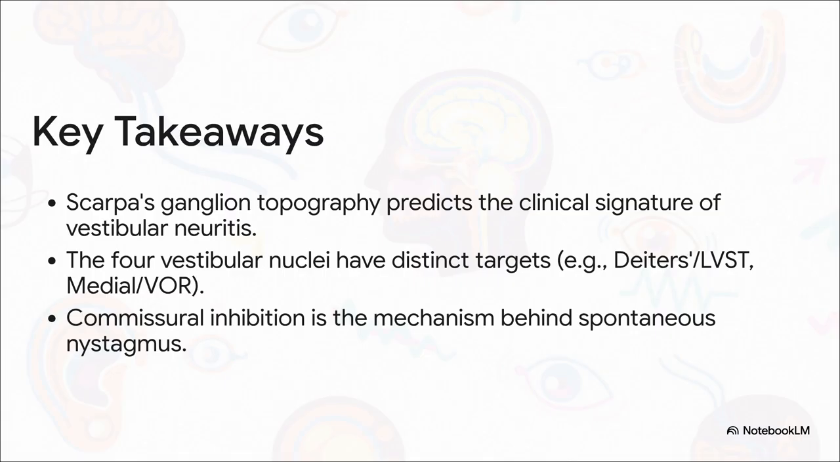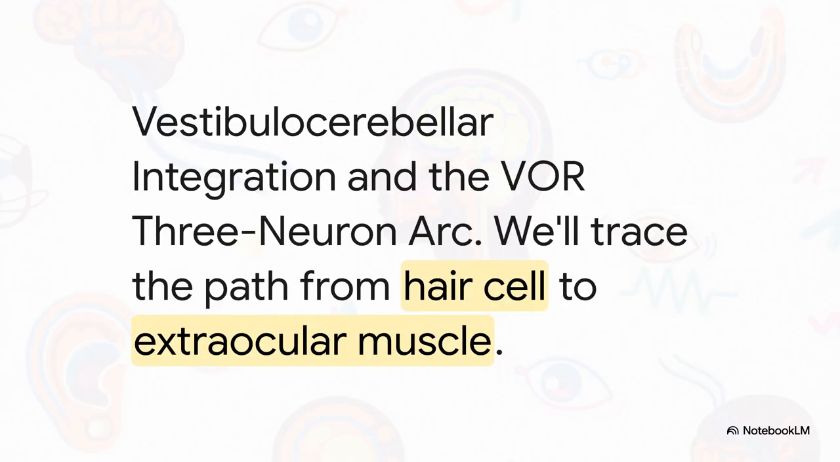Second, the vestibular nuclei aren't a monolith. They're a team of specialists. Think of Deiters' nucleus for posture and the medial nucleus for gaze stability through the VOR. And finally, that violent spinning feeling in acute vestibular loss, it all comes from a simple imbalance. The principle of commissural inhibition explains exactly why that powerful spontaneous nystagmus happens and why it beats toward the healthy side. So, we've covered the peripheral nerve and the central nuclei.